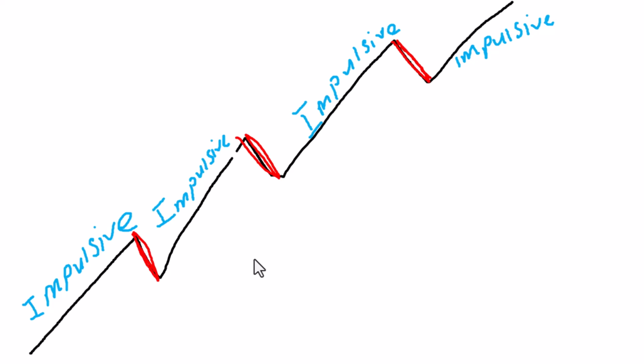Thank you. Impulsive move is a move in direction of the market trend. Simple as ABC. In a bullish trend, the direction is upward, and the impulsive move will move in the direction of the upswing.